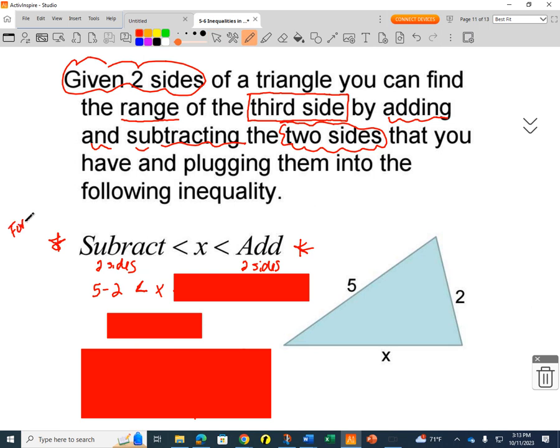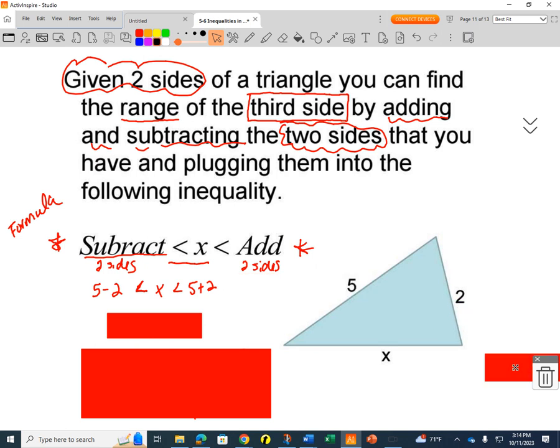Whatever two sides they give you, you subtract the biggest minus smallest. That's the subtract part. Then you write less than x, just like it is here. And now we're going to add the two sides together, and that is 5 plus 2. So 5 minus 2 is less than x, and x is less than 5 plus 2. So we're going to say that the range of values is from 3 to 7.